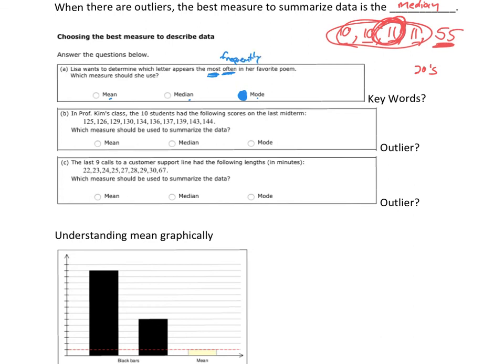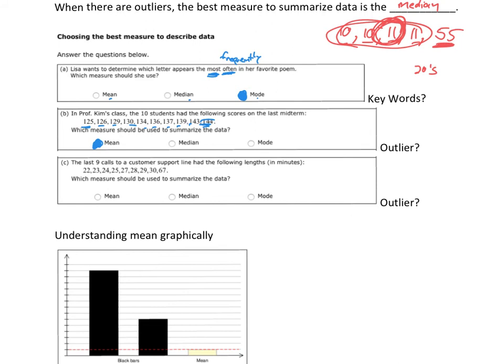Okay, the next one. In Professor Kim's class, the 10 students had the following scores on their last midterm. Okay, we see all these scores. What should we use for the data? Well, looking at what we said earlier, are there any outliers? No, the biggest and the smallest, they're all within the same range, so we can just use the mean. We can add them all up, divide by how many there are to summarize our data.